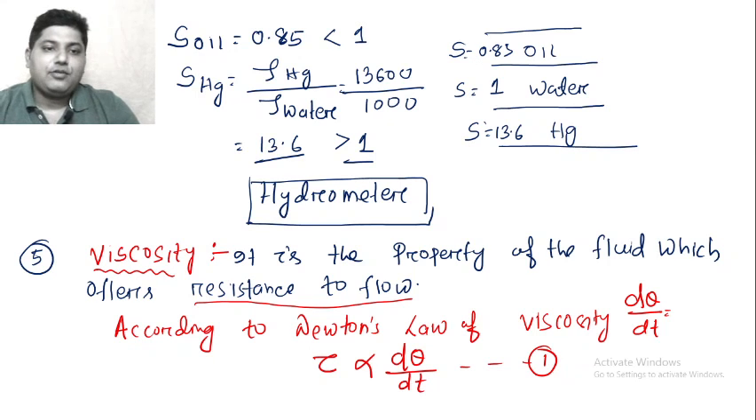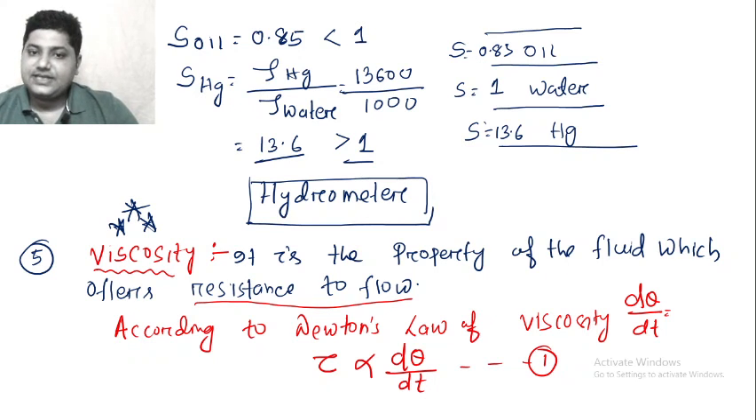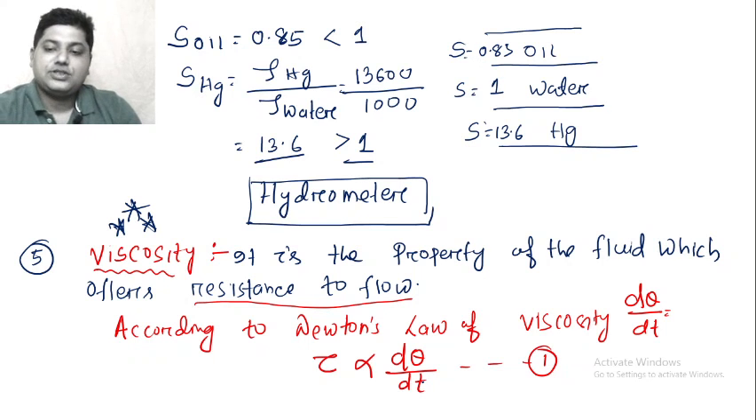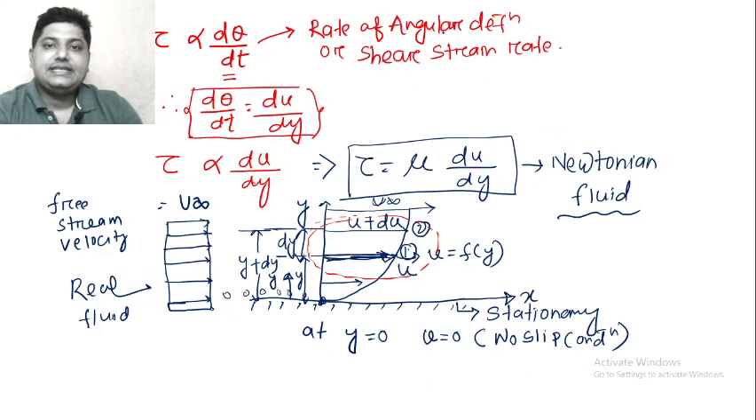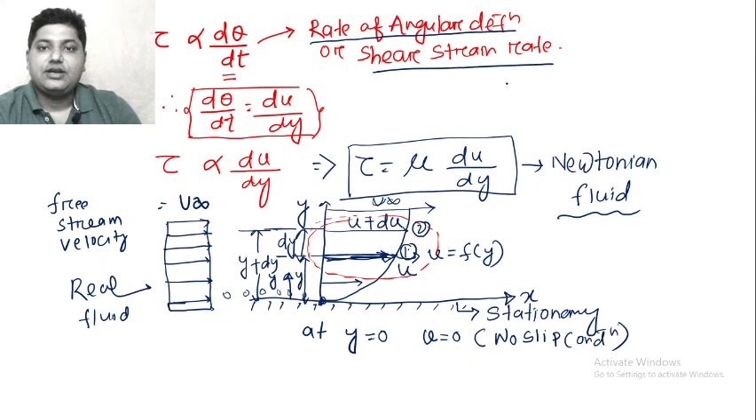Then we discuss the most important property. From this chapter you will get most of the numericals, and that is called viscosity. It is the property of the fluid which offers resistance against flow. We know Newton's law of viscosity from the previous classes. Tau is directly proportional to d theta by dt, and this d theta by dt is called the rate of angular deformation, or the rate of shear strain. This was already derived, and d theta by dt is equal to du by dy.